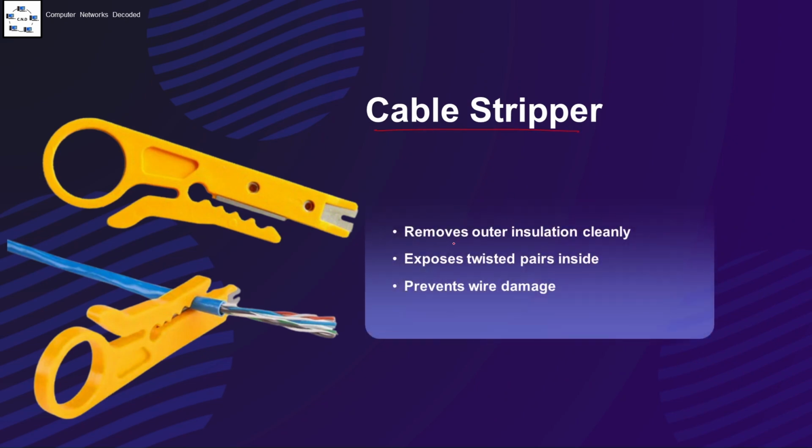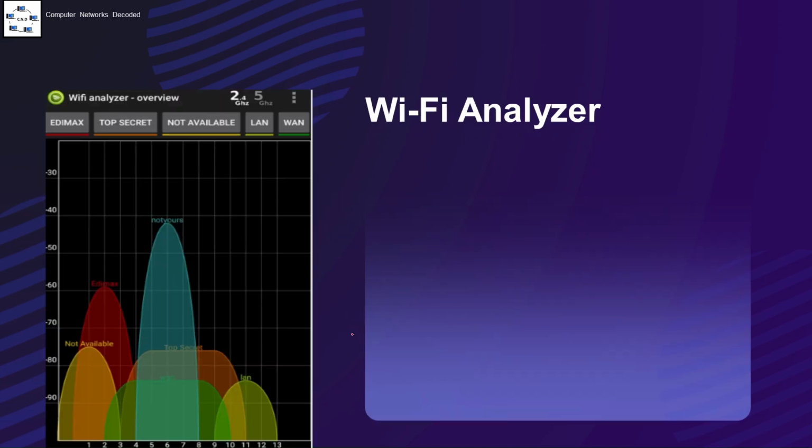Next is the cable stripper. So it removes outer insulation layer from this Cat6 or Cat7 cable, and it exposes the twisted pair cables such as these ones, and it prevents wire damage. It prevents damage to the internal wires.